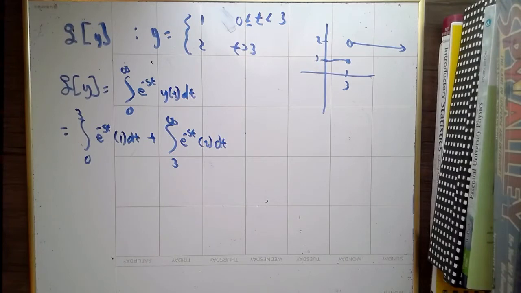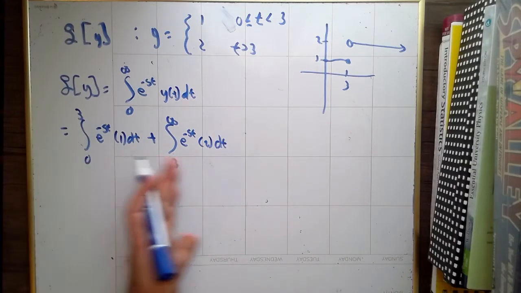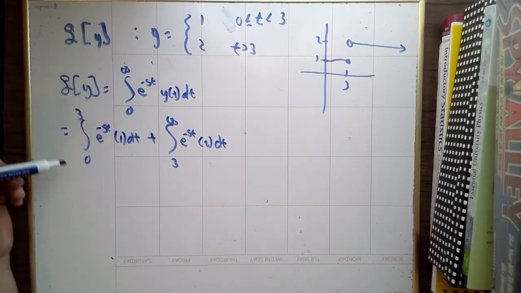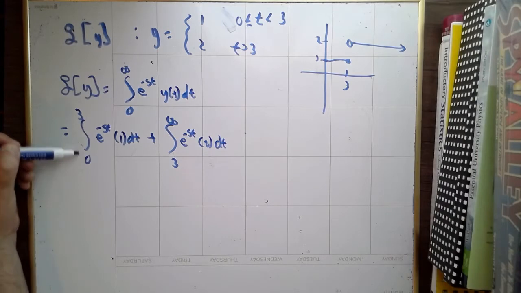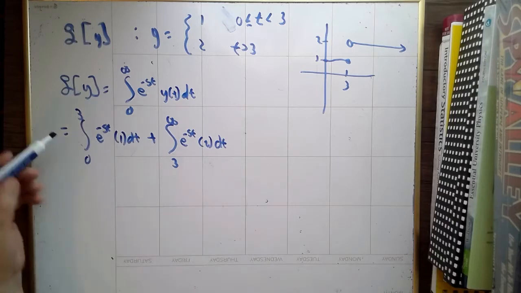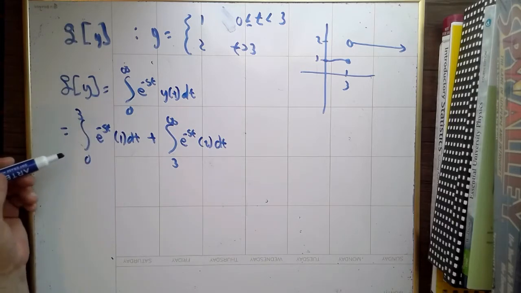Now, we cannot just use previous results to do either of these. We can't say, oh, look, that's the Laplace transform of 1. It's not. The Laplace transform of 1 went from 0 to infinity. So we have to actually do the integrals here. This is where mistakes happen. You have to actually just do the integrals.